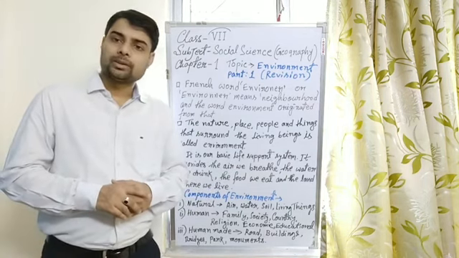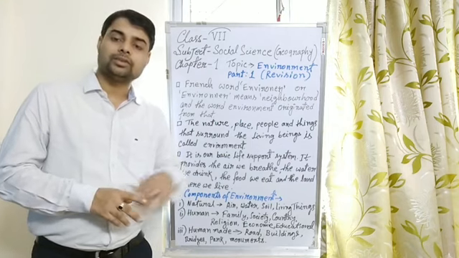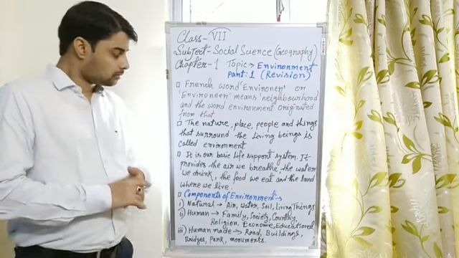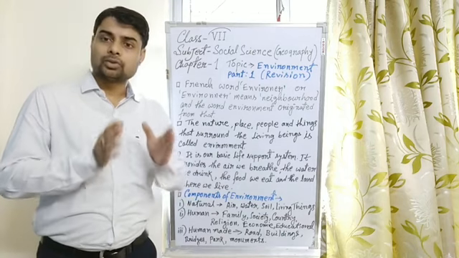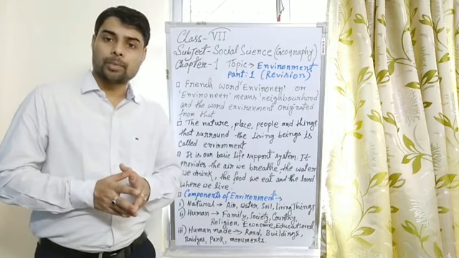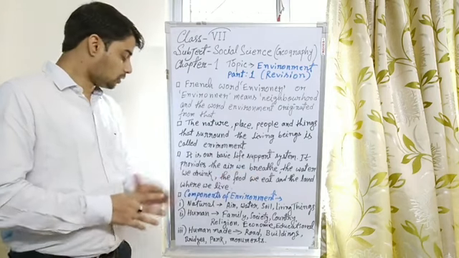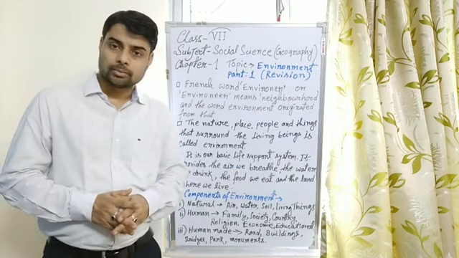And all the mountains, the plateaus, the plains, the river valleys are situated in this region. Number 4, all the living things, all the plants and animals together, are called the biosphere. And all these things are also part of the natural environment.